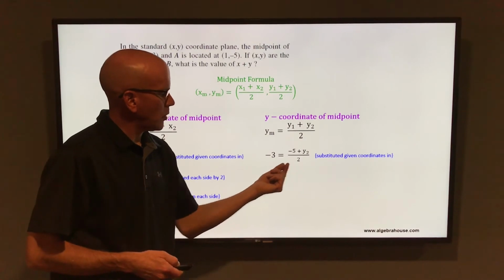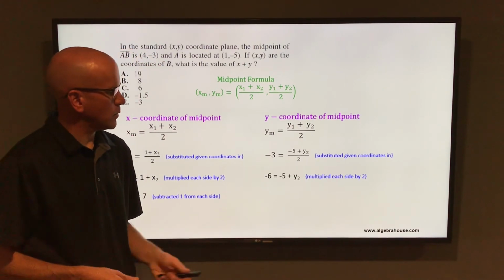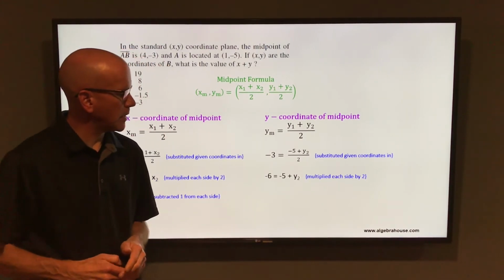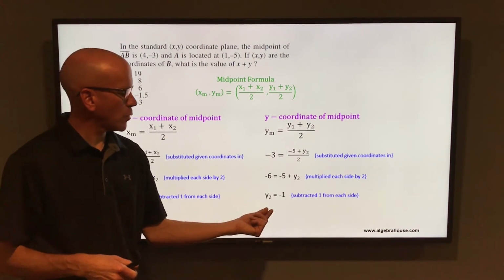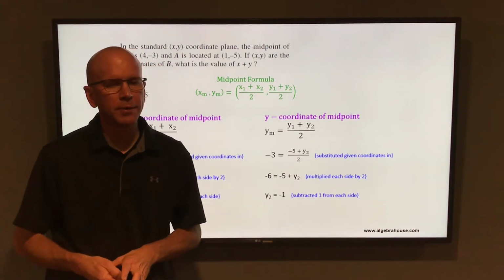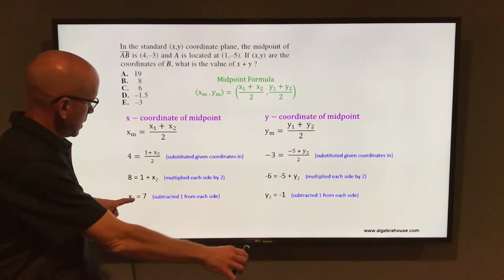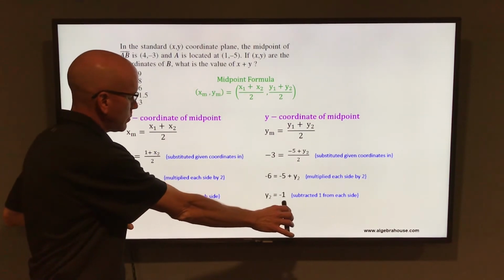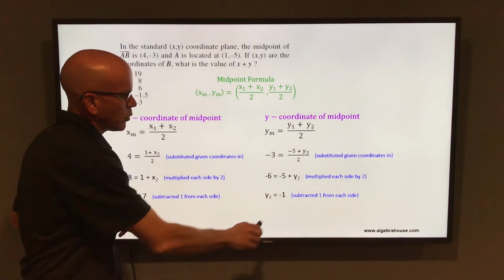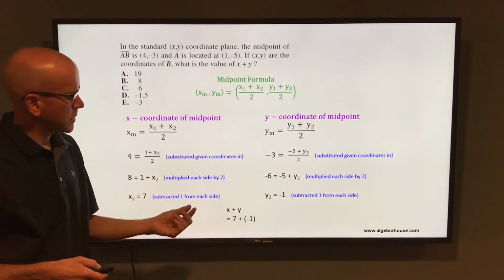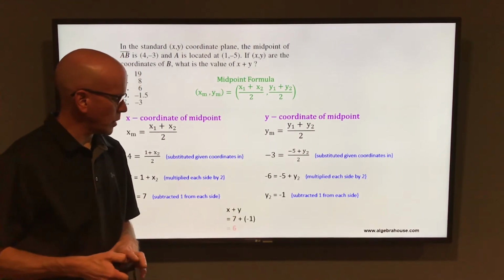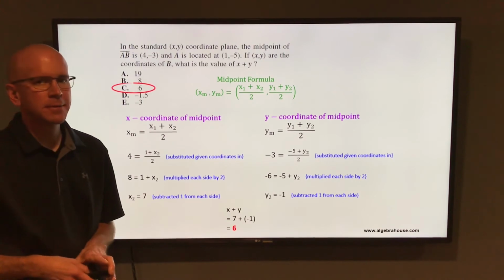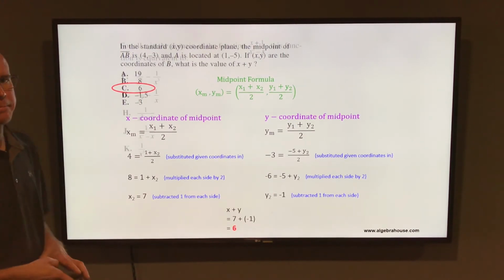Solve that for y2. Multiply each side by 2. Get -6 equals -5 plus y2. Add 5 to both sides. y2, or the y coordinate of the other endpoint, would be -1. So the x coordinate of the other endpoint is 7. The y coordinate of the other endpoint is -1. Need to take x plus y, or 7 plus -1. That is going to be 6. And that is letter C.